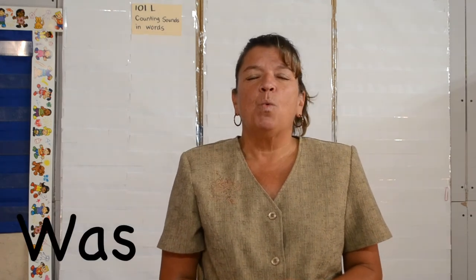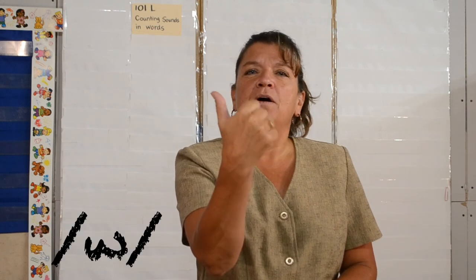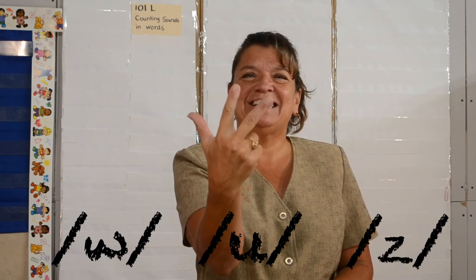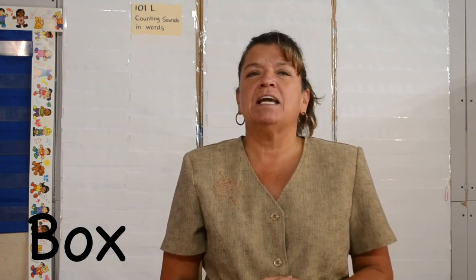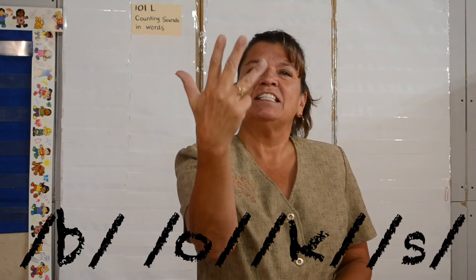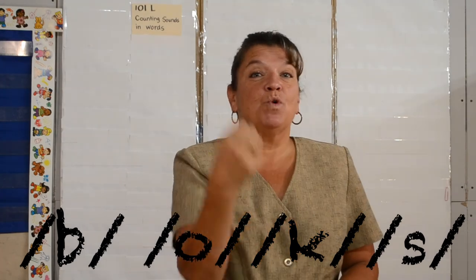These last two are tricky. The word is was. What is the word? Was. We hear these sounds. W, a, z. Was has three sounds. The word is box. What is the word? Box. Listen carefully. We hear these sounds in box. B, a, k, s, box. The word box has four sounds.